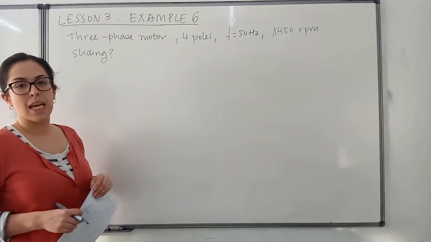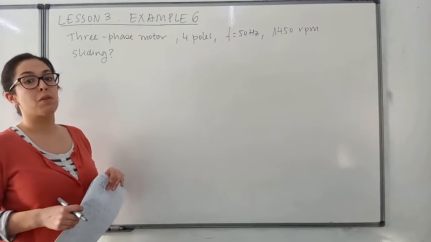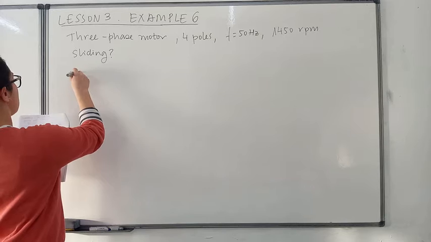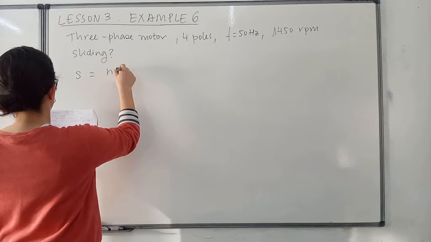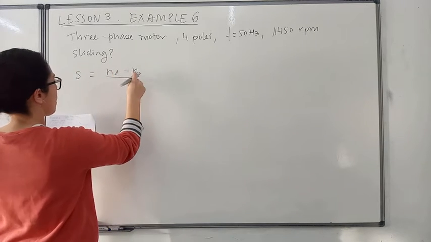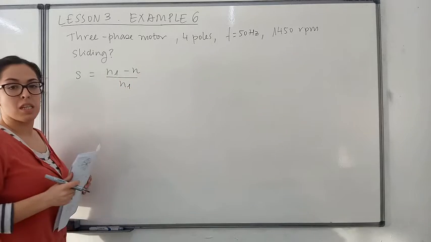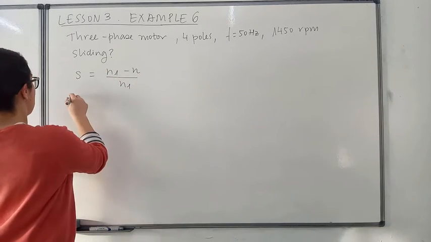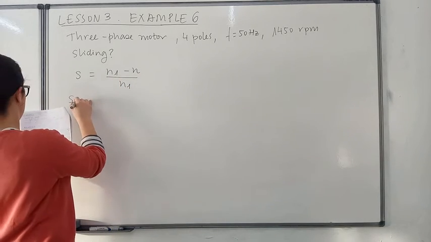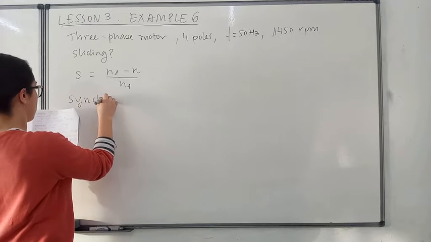As you know, the sliding depends on the synchronous velocity, and the sliding is going to be the synchronous speed minus the speed we have in this situation, divided by the synchronous speed. That means that we need to obtain first the synchronous speed.